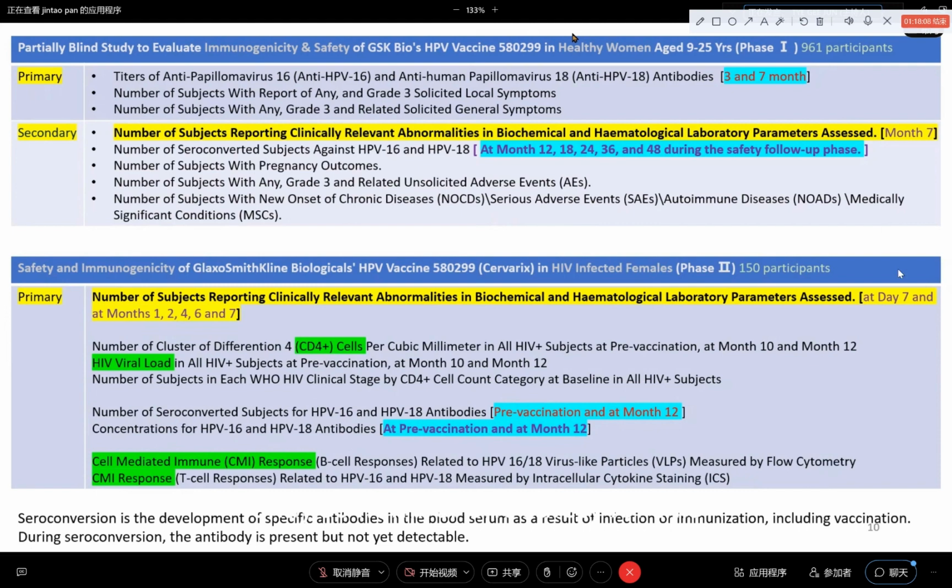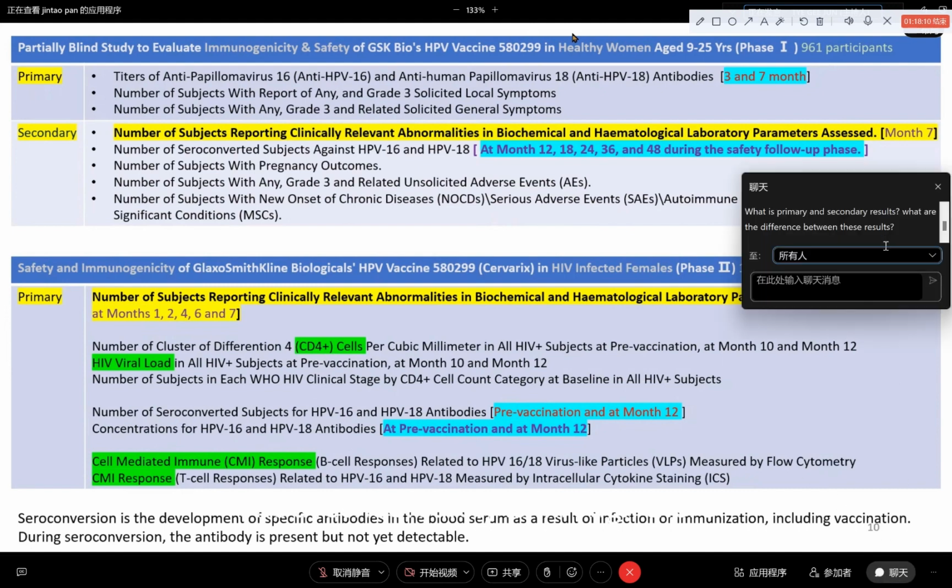So number one, safety for phase 1. At phase 2, safety is still there, but you want to start to look at efficacy already. All right, so that's my comment. Any questions? If no questions, we'll proceed to the next group.